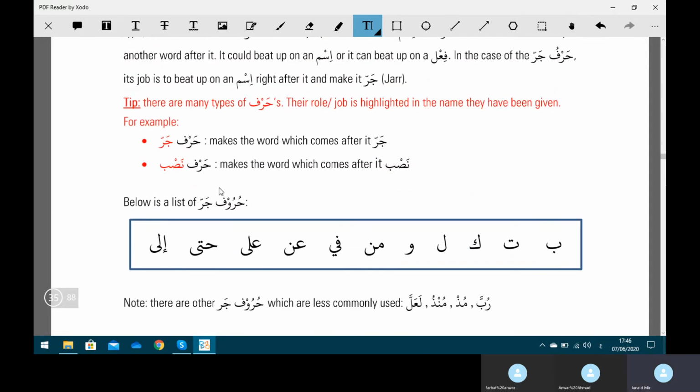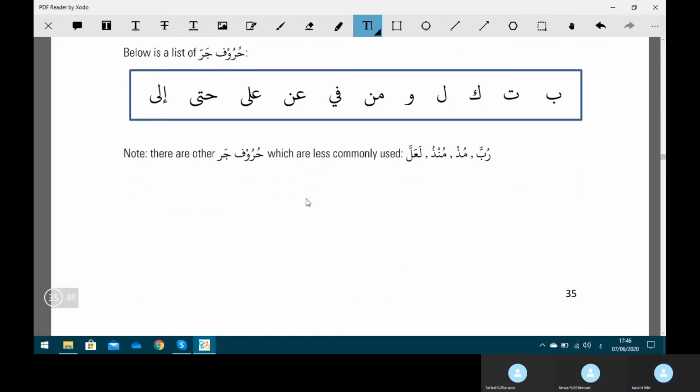So harf jar means this is a particle that makes the word after it jar. And harf nasb means this is a particle that makes the word after it nasb. We're not doing harf nasb yet. The harf nasb will come later. For now, we're just doing the harf jar. This is a list of it.